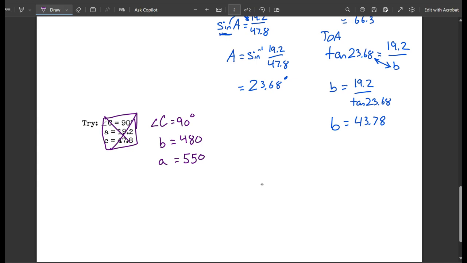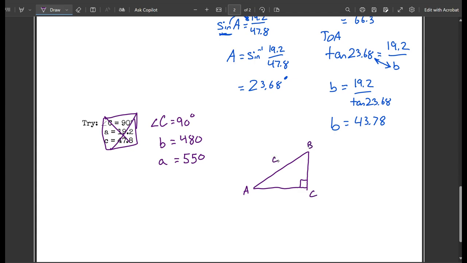All right, let's go ahead and solve it. So we're going to set up our triangle like we did the previous example. We know that the corner here is at 90 degrees. We'll label the corners A, B, C. So this is side C, this is A, this is B. And we know that A is equal to 550 and B is equal to 480. Doesn't matter that one side is longer than the other. We want to figure out our missing angles and our C.